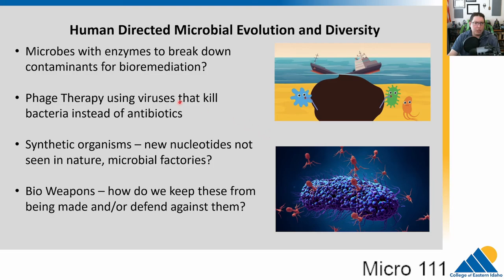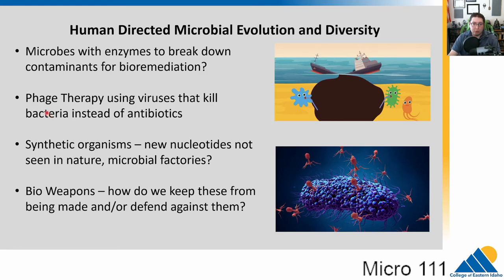Things like engineering microbes with enzymes to break down contaminants, so microbes that would eat up oil from an oil spill, or using viruses in phage therapy. So remember, phages are viruses that infect bacteria. We could use those phages to kill bacteria instead of using antibiotic drugs. That is a possibility, right? Attack pathogens, bacteria with viruses that infect them and kill them.